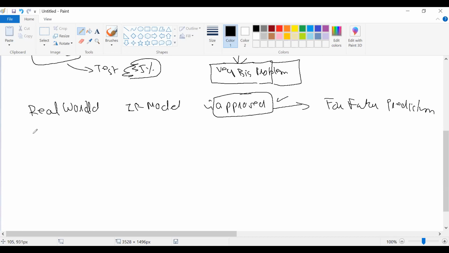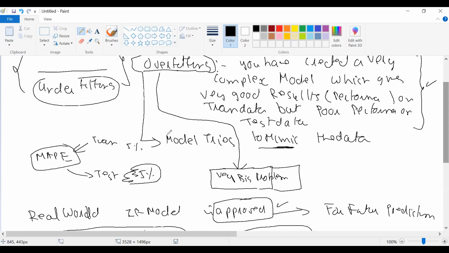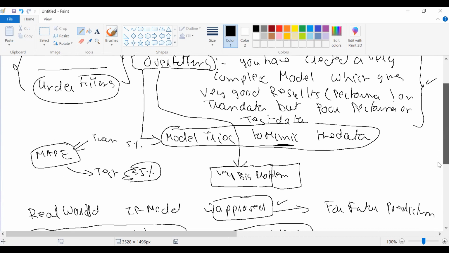Suppose करो, let's take an example. Let me say you are building the model to predict price of the house. घर कितने में बिकेगा ये मॉडल तुमने बिल्ड कर दिया. To predict the price of the house, and let's say that model was overfitted. Model is overfitted. Before I explain one more thing, so I'll try to say that model tries to mimic the data. इसको कुछ ऐसे समझो.